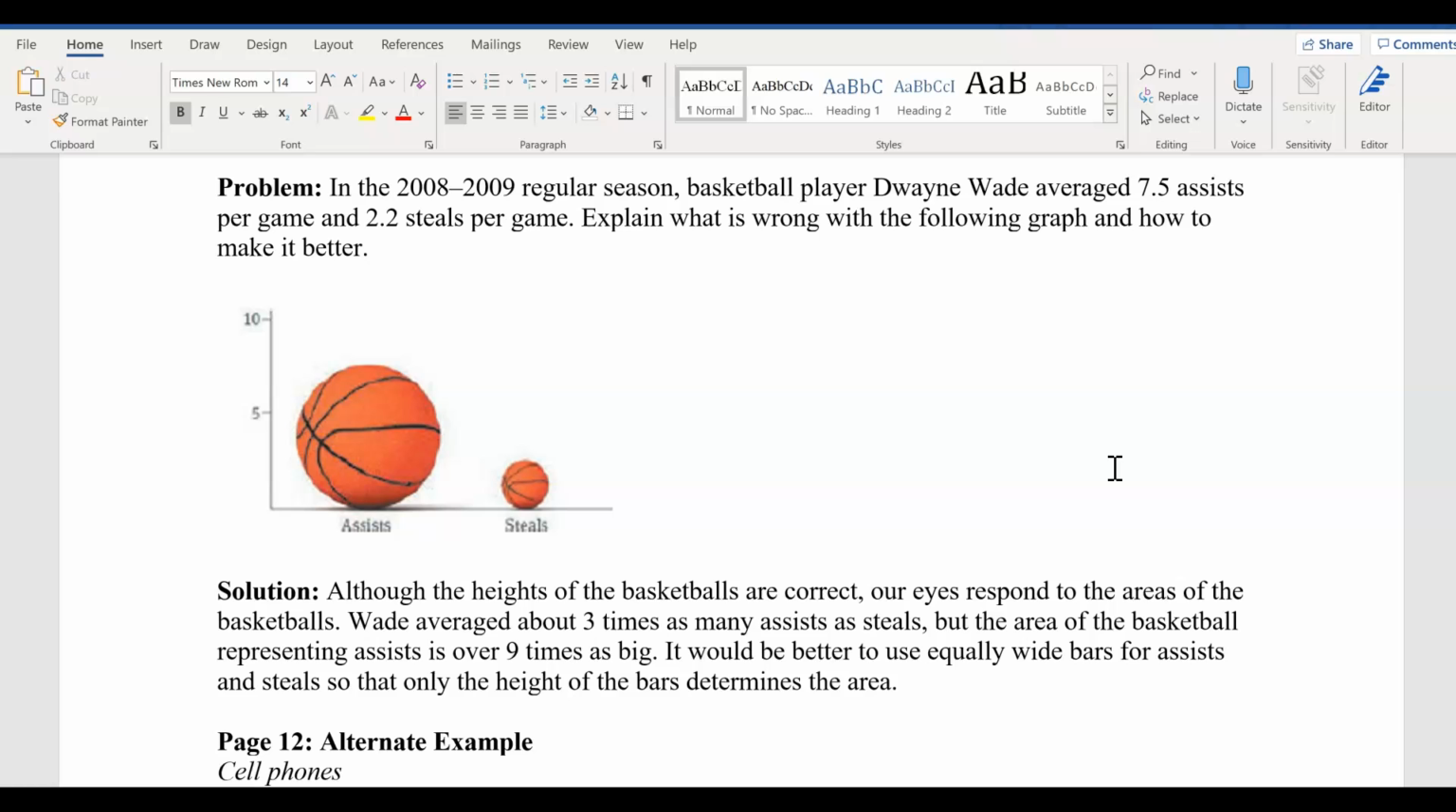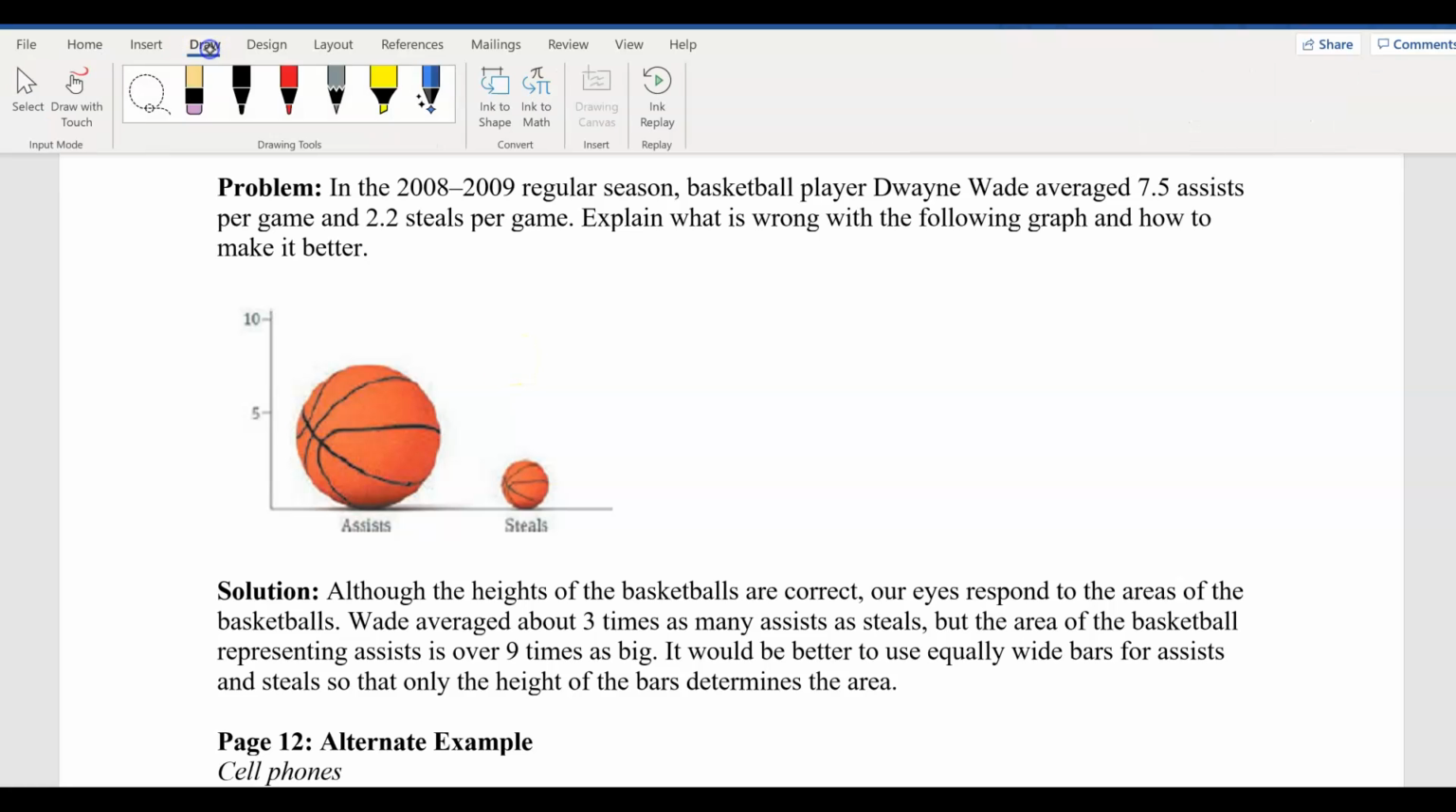Whereas when we look at those graphics, our attention is not drawn here. I don't necessarily think to look at the heights of the two figures. My attention's not necessarily drawn to this number and this number, which it ought to be. I'm more apt to see the area of these two basketballs, and it's a little bit misleading. It looks like he's made many more assists than steals. So that would be the issue with that graphic.